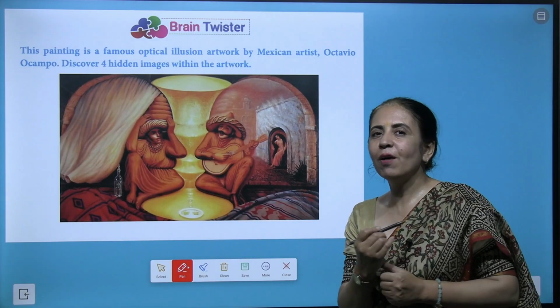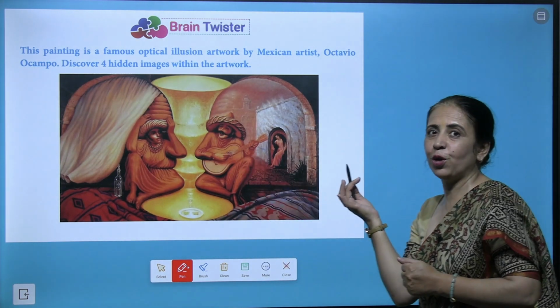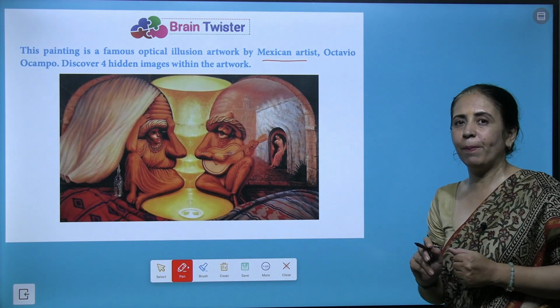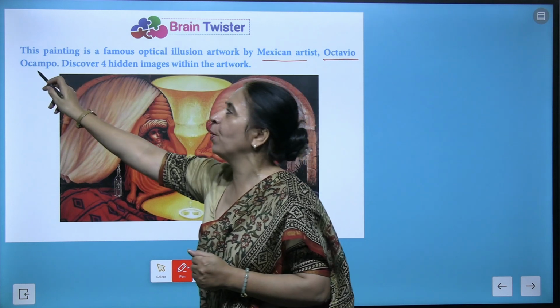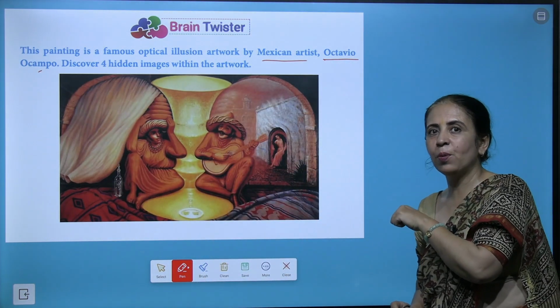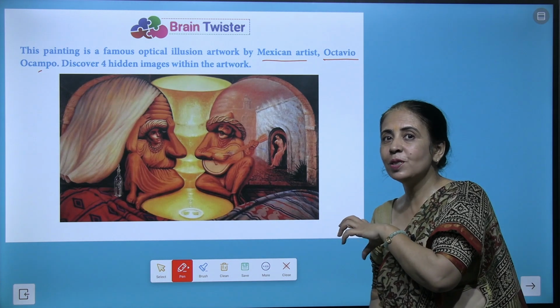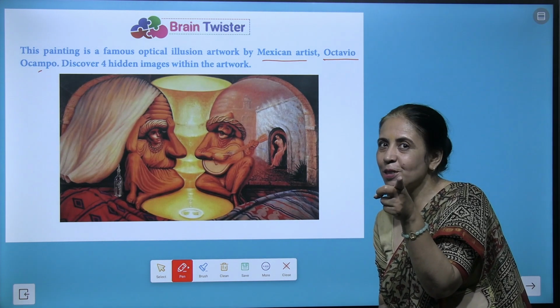So once you have enriched your illusion, I have brought a brain twister for you, which is a masterpiece illusion artwork by one of the Mexican artists whose name is Octavio Ocampo. And in this illusion, you have to find out how many people you are able to see. So now your time begins. Start exploring.